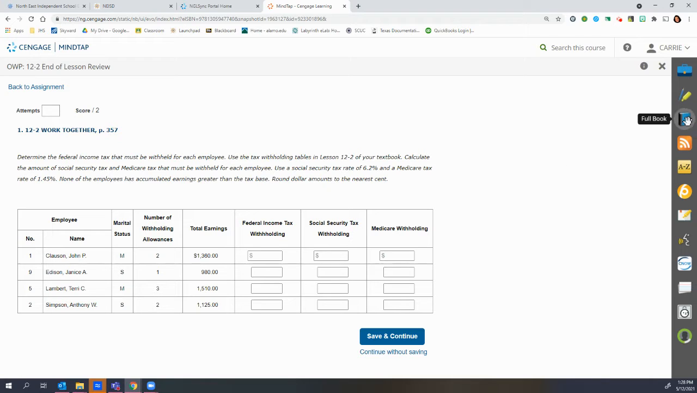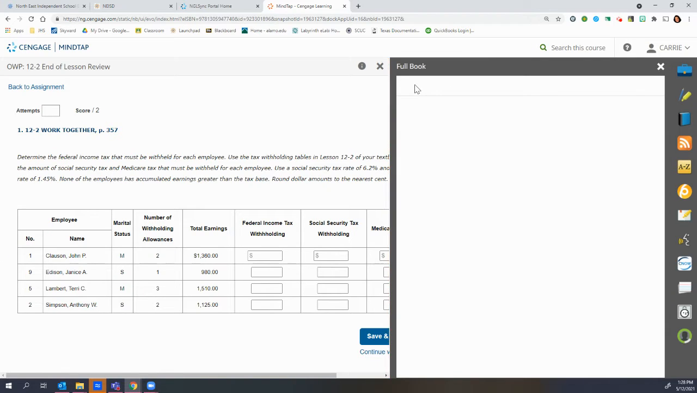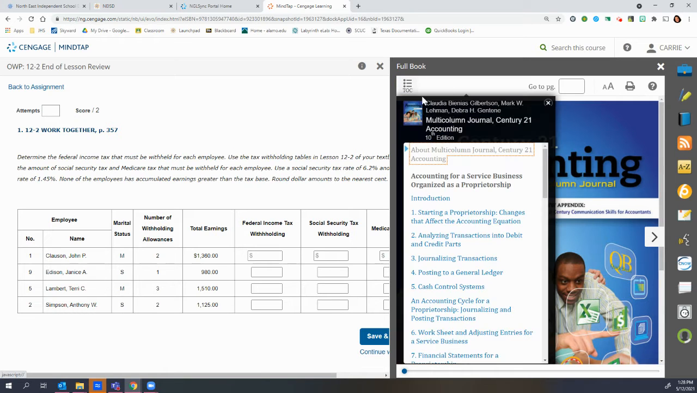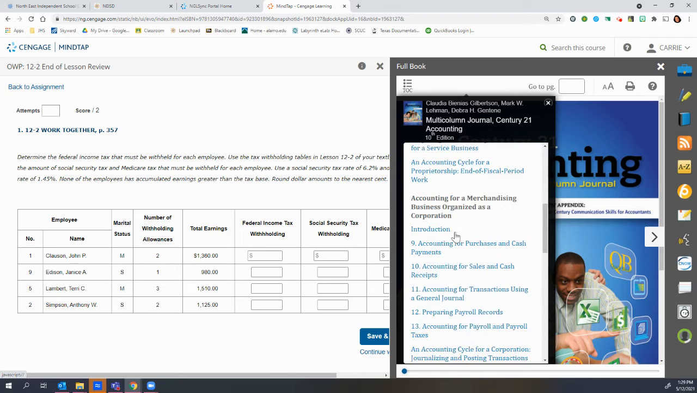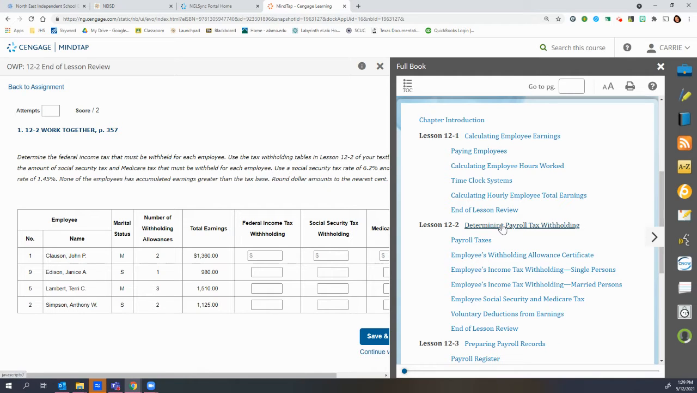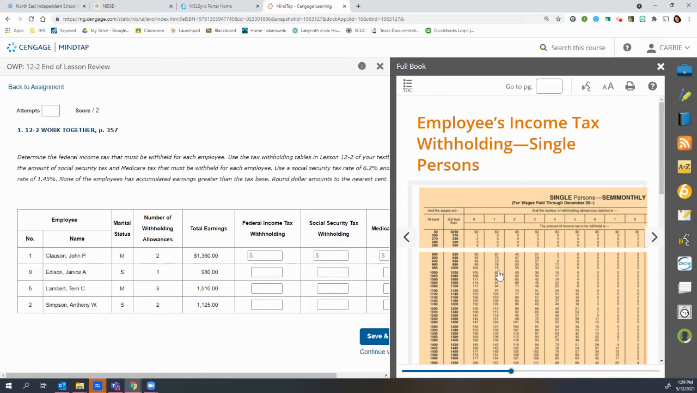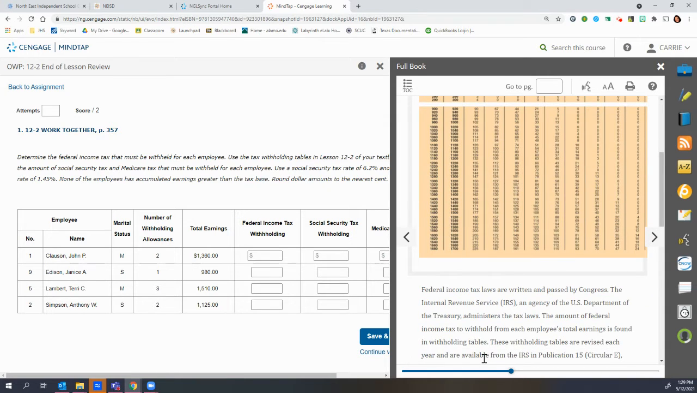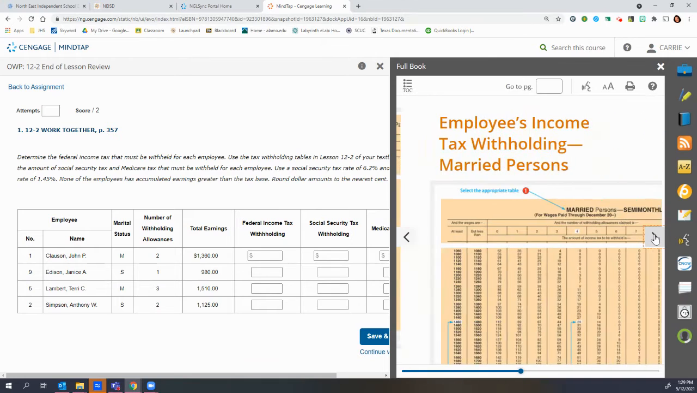So I actually have to grab my book and open it by clicking on the blue book that says full book. And then I want to go to my table of contents because it makes it easier. Table of contents. And I'm going to go to 12-2. So chapter 12. And then I'm going to go to 12-2. Income tax withholding. So I'm going to click on the single one first. Okay, so John P. Clausen is married, has 2 withholdings, and makes $1,360. So I need to go to the married one.